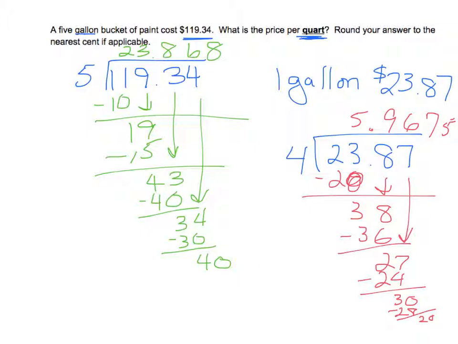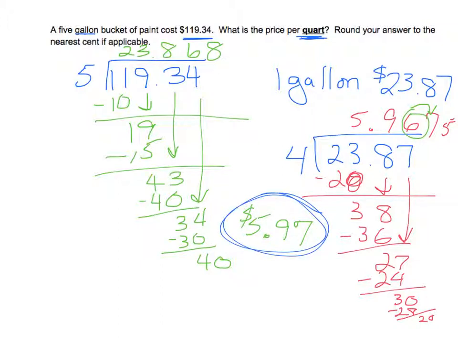So again, we have 5.9675. But remember, with money, you have to round to the nearest cent. And that's what this means right here. In money, it's automatically 2 decimal points. So we will look to the right. Since that's a 7, and that number is 5 or more, this 6 is going to bump to a 7. So your final answer would be $5.97. That's what we're looking for. So again, you have to work on your rounding skills.